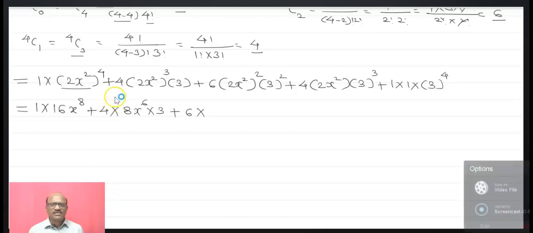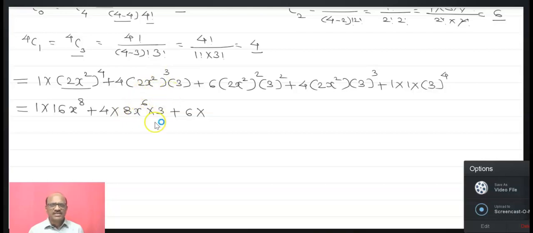Now see this again. This is the 4. 2x square bracket raised to 3 means you are getting 2 raised to 3, which is 8. x square bracket raised to 3 becomes x raised to 6 into 3. Now the next value.